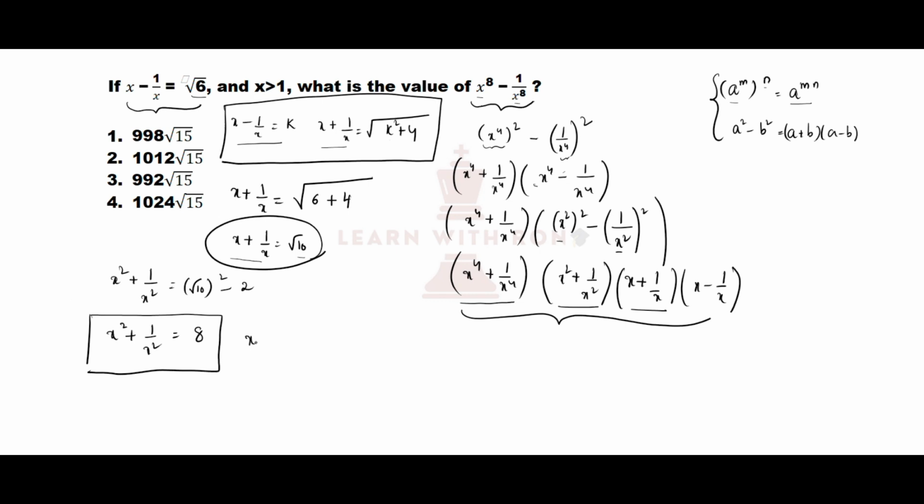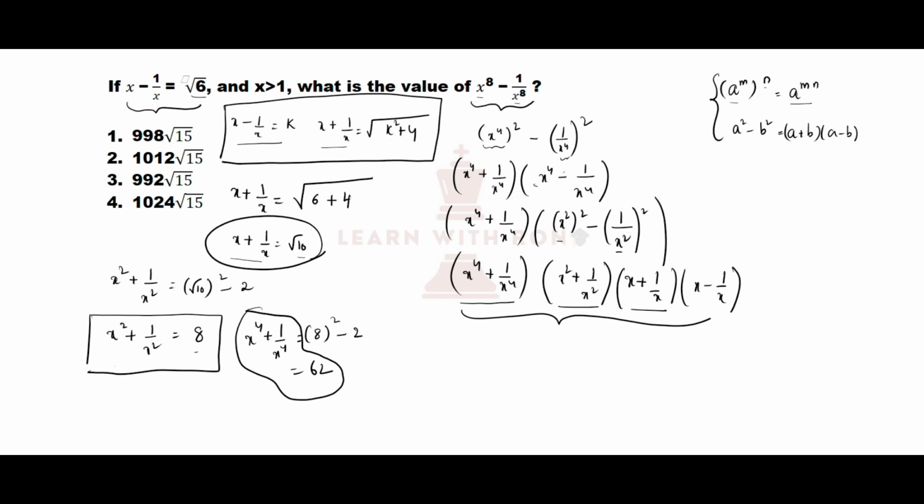Similarly, what is the value we get here? x power 4 plus 1 by x power 4. If x square plus 1 by x square is 8, x power 4 plus 1 by x power 4 is 8 square minus 2, which is 64 minus 2, 62. Okay, we got x power 4 plus 1 by x power 4 as 62.